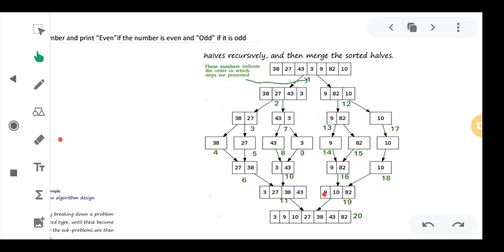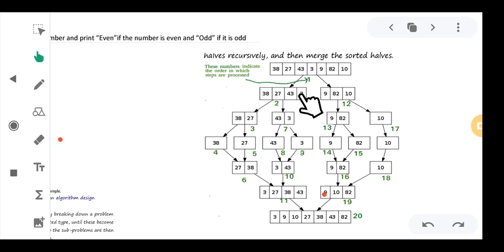So first of all we are checking 38, 27, 43, 3, 9, 82, 10. In this way we are finding out the mid position of this total array. 1, 2, 3, 4, 5, 6, 7. 7 by 2 is 3.5, near about 4. So from here we will break this one. It will have 38, 27, 43, 3 and 9, 82, 10. In this way we are having it.